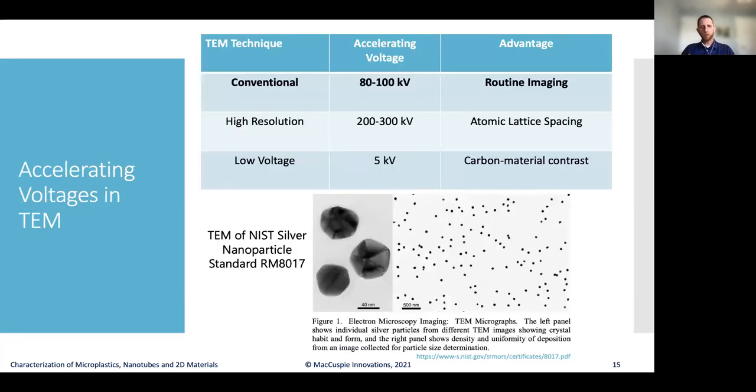So the conventional transmission electron microscopy that's been around for many decades, the Nobel Prize winning technique, often operates around 100 kV for routine imaging. There's an example here of a reference material from the National Institute of Standards and Technology. This one happens to be a silver nanoparticle reference material. They imaged it with a conventional transmission electron microscope to show the representative size of the particles. It really is a go-to gold standard technique for size characterization of nanomaterials.